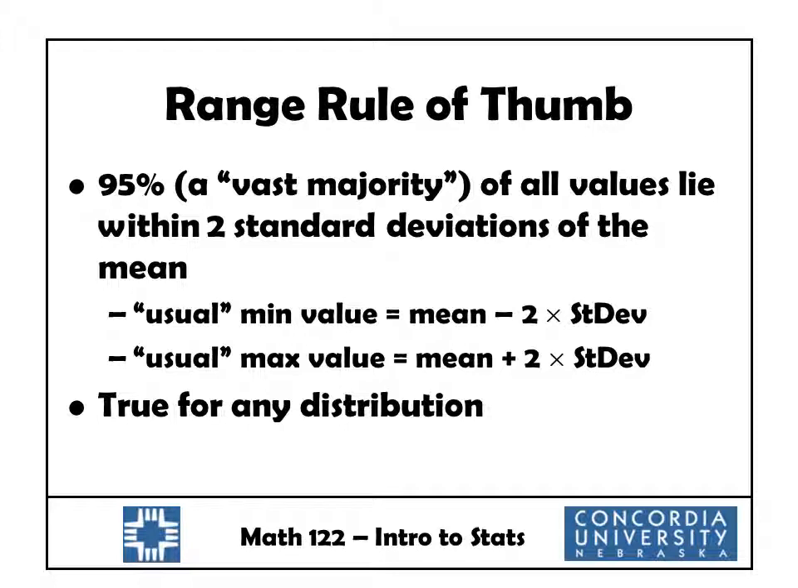Any number that's between that min and max value would be considered usual or ordinary. Anything outside of that range would be considered unusual. Doesn't mean that something's wrong with it, just that it's unusual in the context of that set of data.